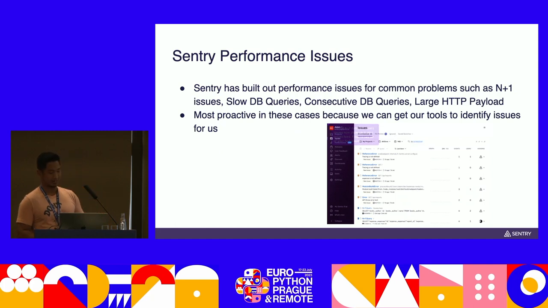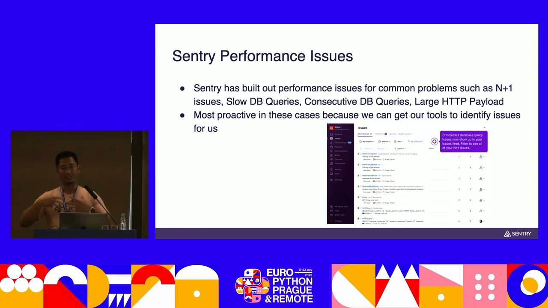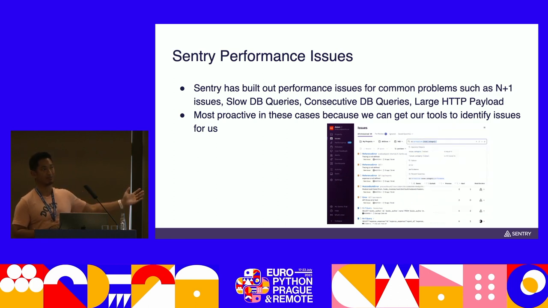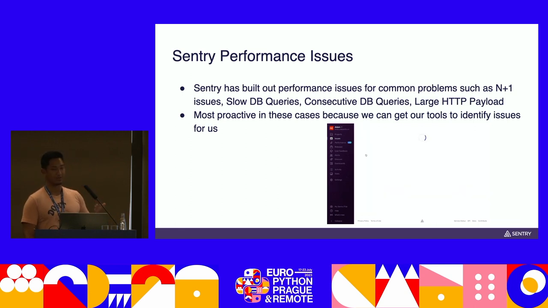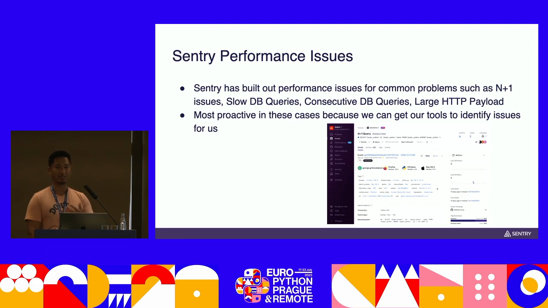And one thing here is that Sentry is also building out a lot of automated performance issues. So this is probably even beyond proactive, in the sense that your tooling is set up to highlight things for you. So one of the ones that people really like to see is N+1 issues.